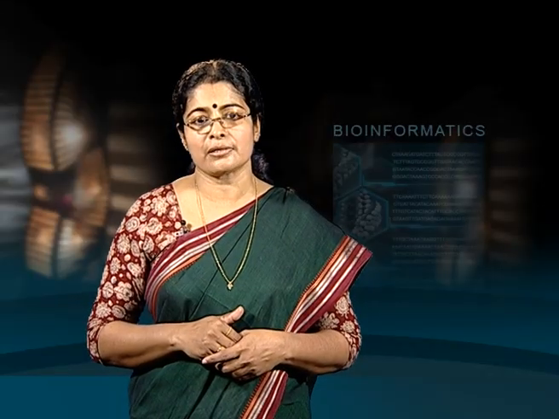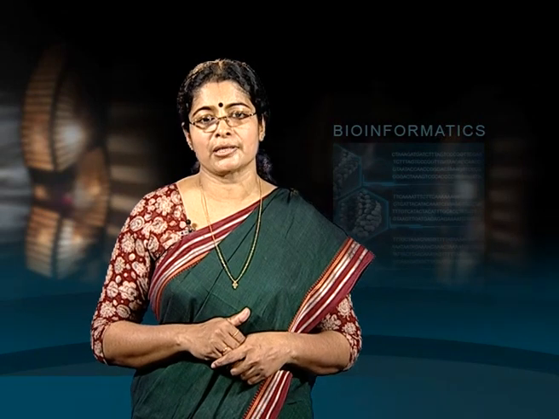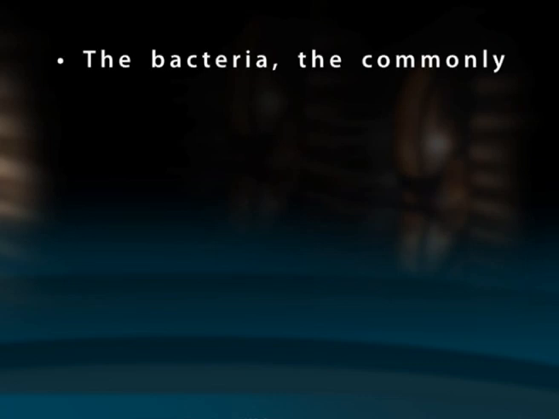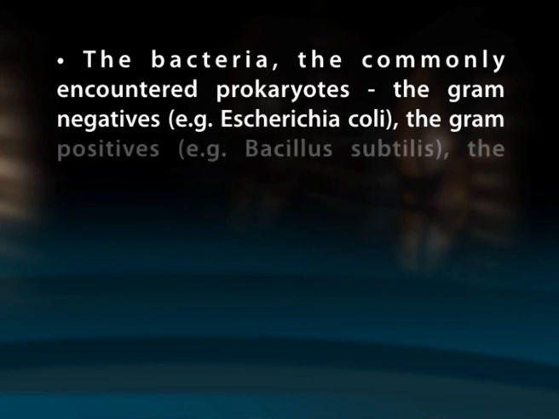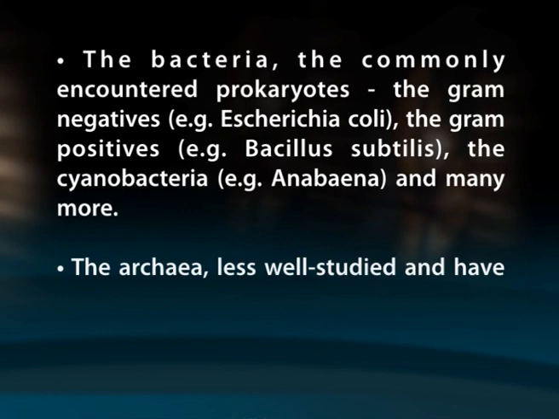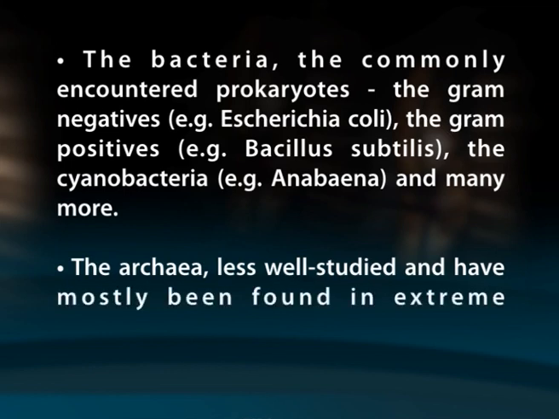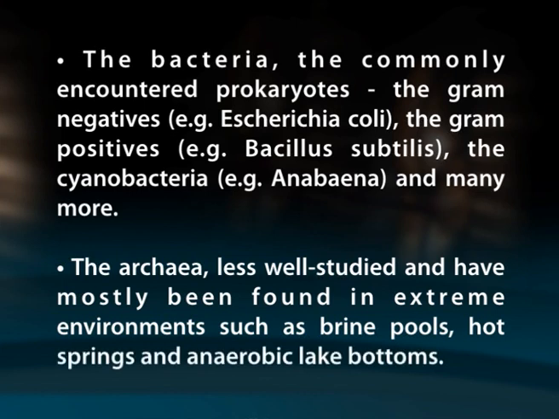Prokaryotes are distinguished from one another by characteristic genetic and biochemical features, and they are further grouped into two: the bacteria, the commonly encountered prokaryotes, the gram negatives, for example Escherichia coli, the gram positives, for example Bacillus subtilis, or the cyanobacteria, for example Anabaena, and many more. The archaea, which are less well studied and have mostly been found in extreme environments such as brine pools, hot springs and anaerobic lake bottoms.